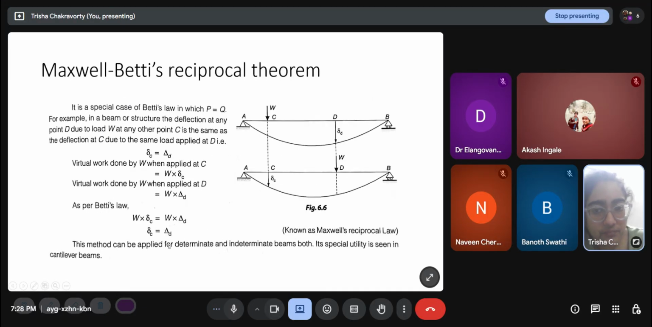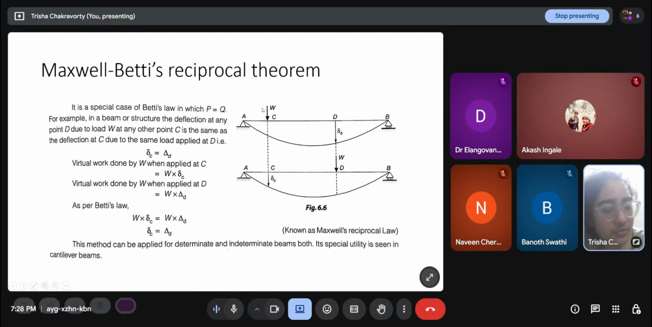And Maxwell-Betti's reciprocal theorem is a special case of Betti's law in which P is equal to Q. The system is not the same, like P is applied at one point and Q is applied at a separate point, but the magnitudes are same. For example, in a beam or structure, the deflection at any point D due to load W at any other point C is the same as deflection at C due to the same load applied at D. That is what happens, right?